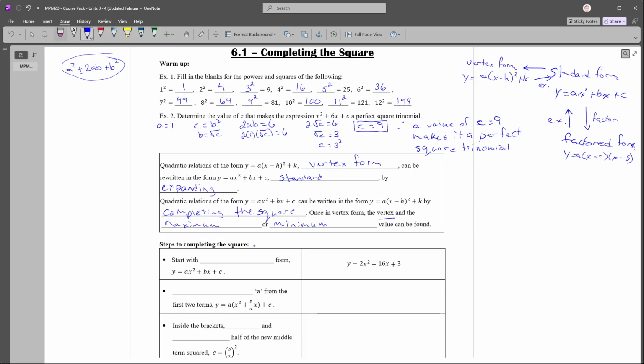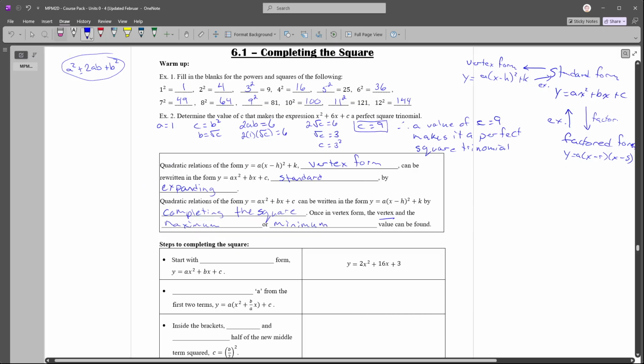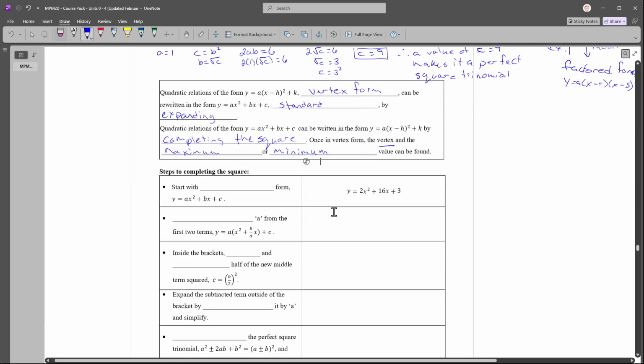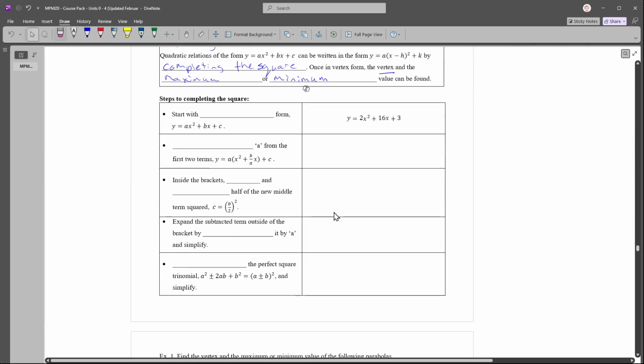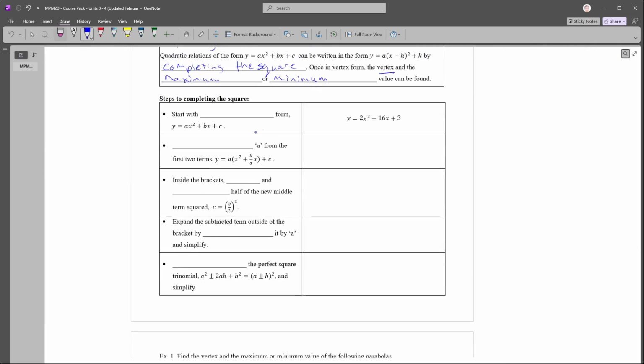Whatever. Anyways, so how do we actually complete the square? Well, once you've done it once, it's nice and easy. But you have to do it once first to actually see what we're doing. So we're going to start with a relation in standard form. Easy enough. y is equal to ax squared plus bx plus c. Here's an example on the right here. y is equal to 2x squared plus 16x plus 3.